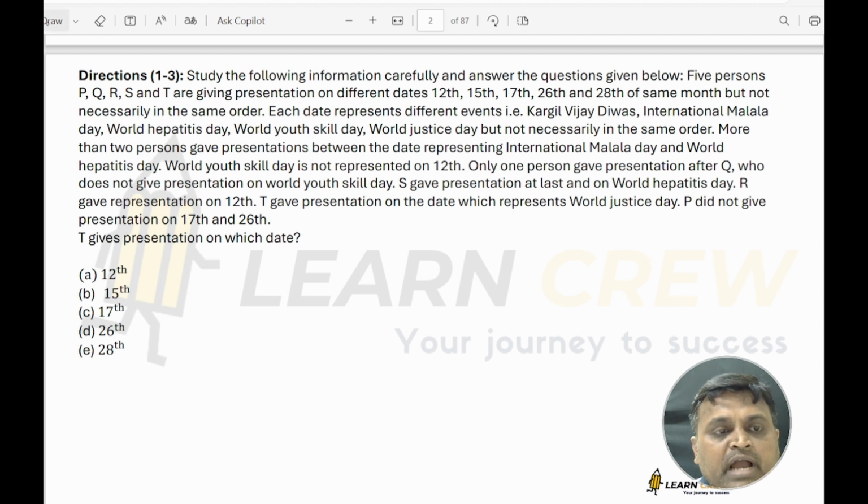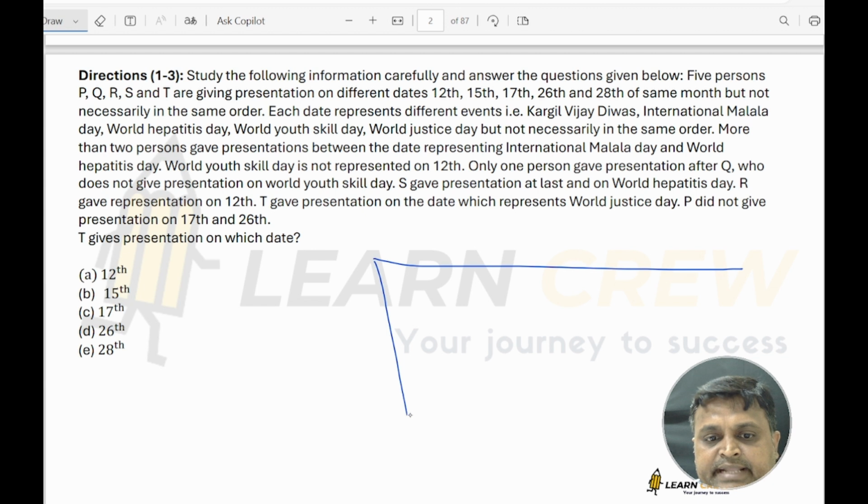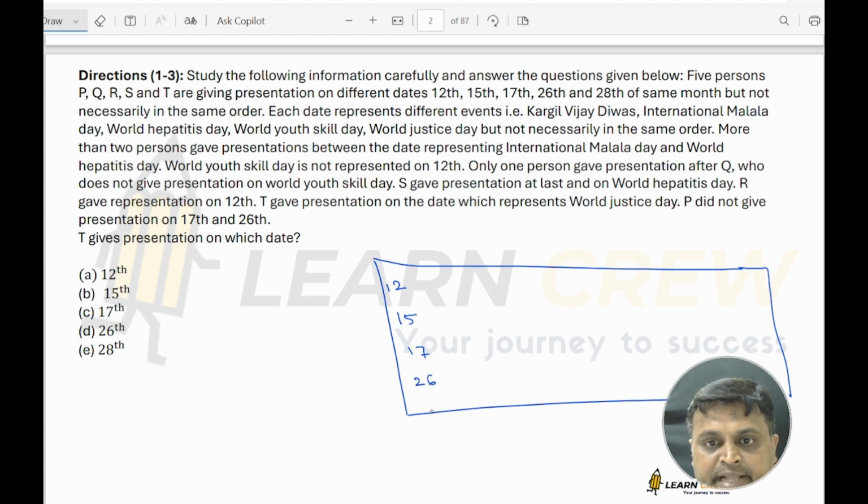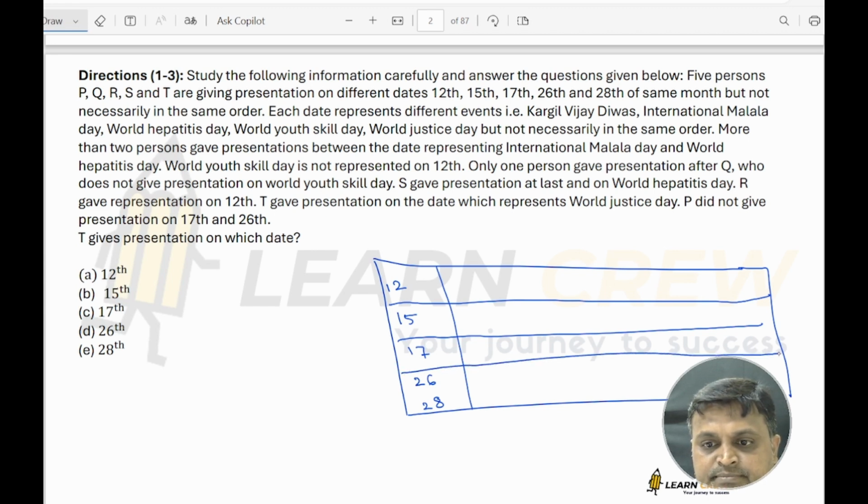So now we have to form a table. You have 5 dates. What are the dates you have? 12th, 15th, 17th, 26th and 28th. These are the dates you have. On these dates, different persons P, Q, R, S and T are giving presentations.